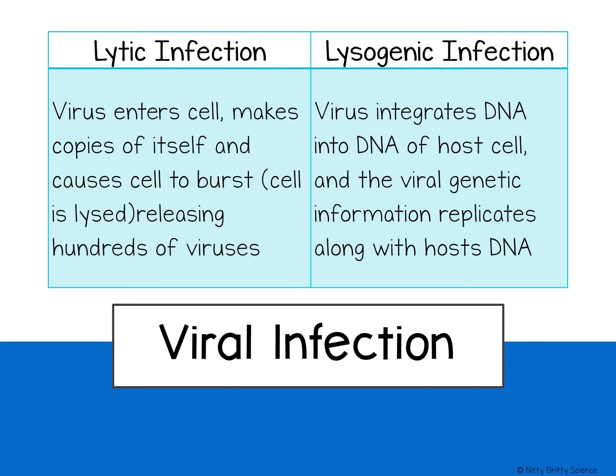Now, some viruses will take over a cell immediately and start causing a lytic infection, which means it's going to start copying itself and causing cells to burst, releasing hundreds of viruses immediately. While other viruses will actually sit and hide out for a while, and instead they're going to wait to become active. But while that virus is hiding in a lysogenic cycle, it is going to be replicating its genetic material.